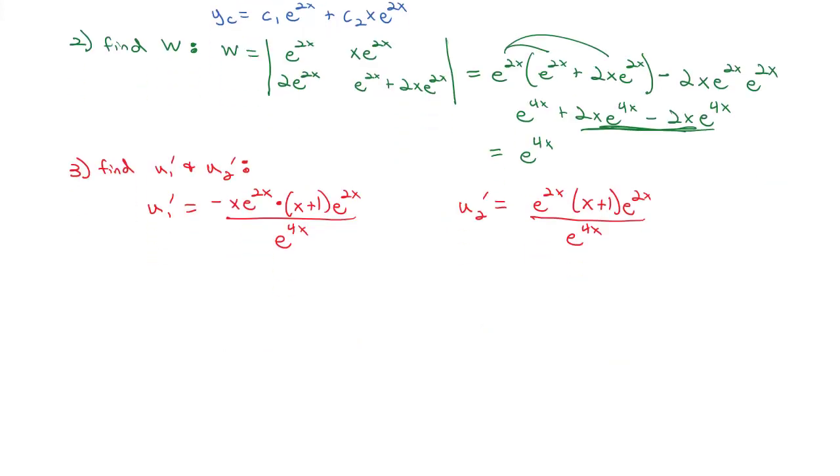I'm going to simplify these a little bit. What's nice is e to the 2x times e to the 2x is e to the 4x, which is going to divide out with the denominator in both of these. So these come out to much nicer. u1 prime is equal to, when I distribute, negative x squared minus x, and u2 prime is just x plus 1.